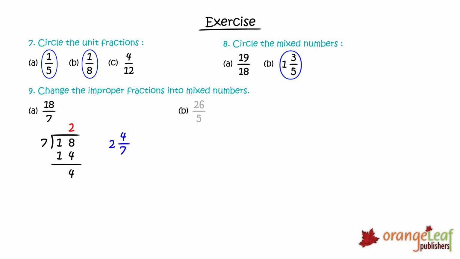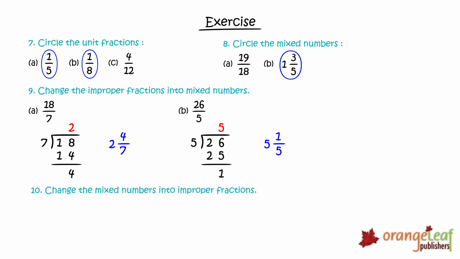B. 26 by 5. Step 1. Divide the numerator by the denominator. Step 2. Write the quotient as the whole number part. Step 3. Write the remainder over the quotient to form the fraction. The answer you will get is 5 1 by 5.